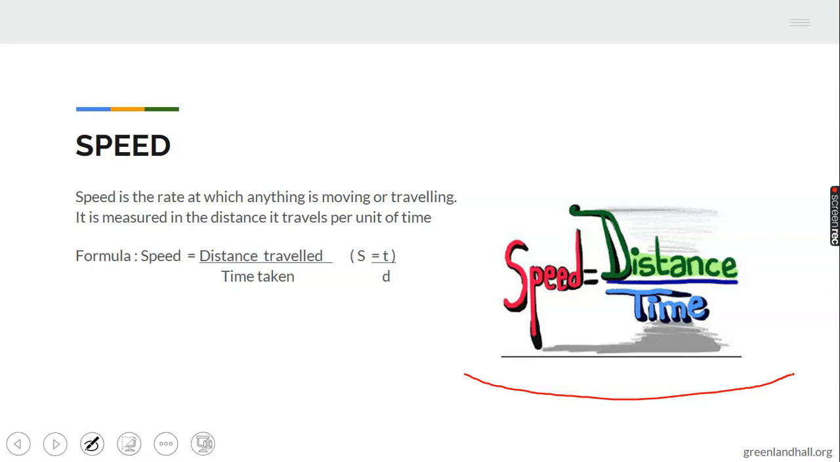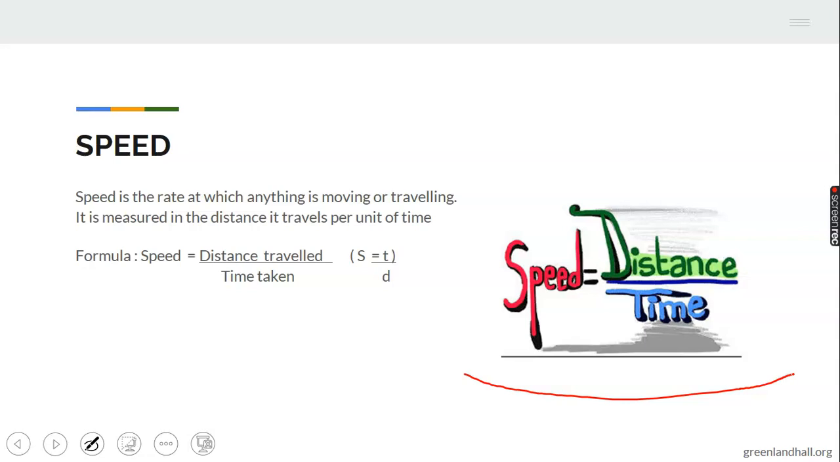So like I said before, the topic is very simple. Just follow me and follow the steps I'll be taking, and I want to assure you that you get every bit of what I will be explaining. Now let's go to speed. Speed is the rate at which something or anything moves or travels. I hope you got that. Let me say it again. Speed is the rate at which anything moves or travels.